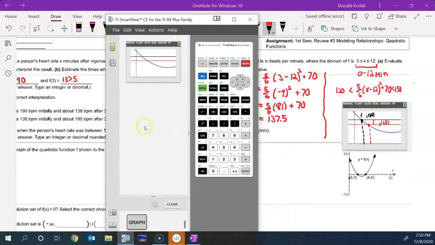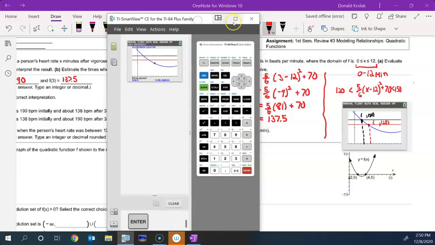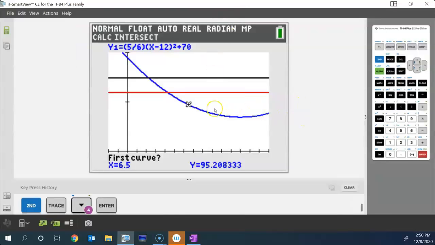All right, so I'm going to go second, calculate. I'm going to choose intersect, enter. All right, I want to find the intersection of the curve and the black line. So right now, my cursor is on the heart rate curve. So I'm going to hit enter.